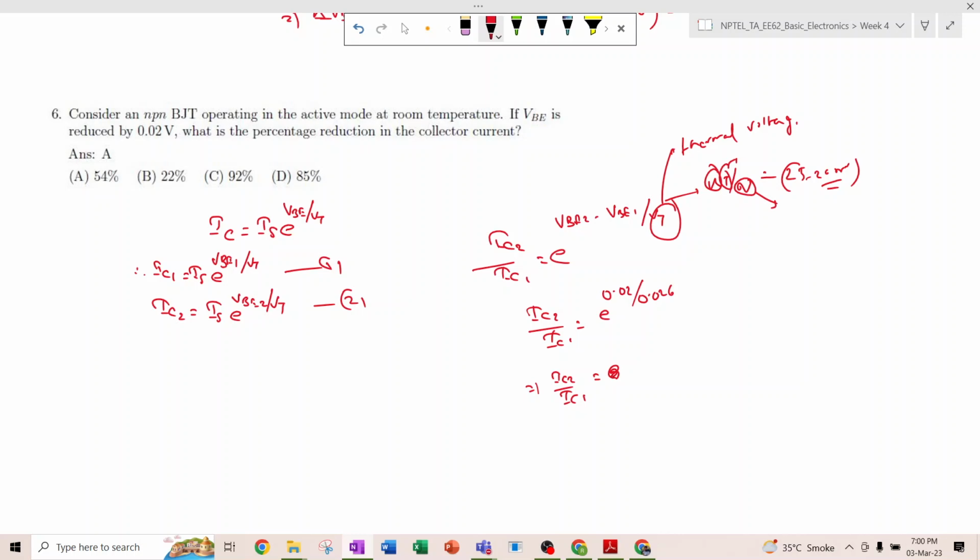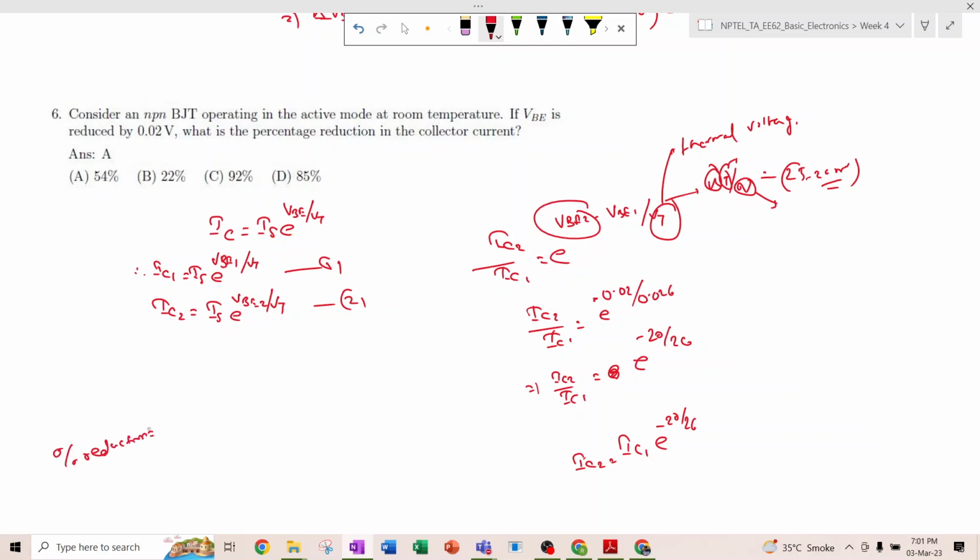This value is e to the power minus 20 by 26. Here it will be minus because it got reduction. We have done the reduction, so VB2 is less than VB1, that's why. So it will be like IC2 is IC1 e to the power minus 20 by 26.